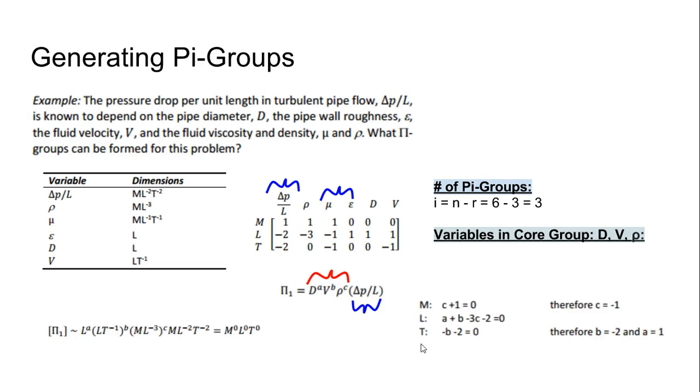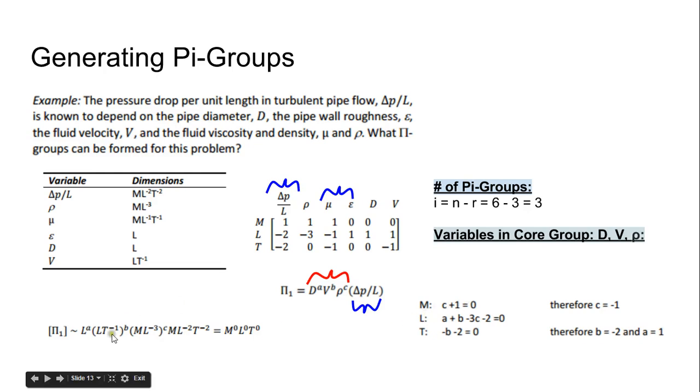If you think back to algebra, wherever I see an L, I'm going to sum up all the exponents and make that equal to 0. Actually, let's start with M first. Where do I see an M? I see an M here, M raised to the C power, and I see a 1 here. So C plus 1 needs to be equal to 0. That's my equation for M.